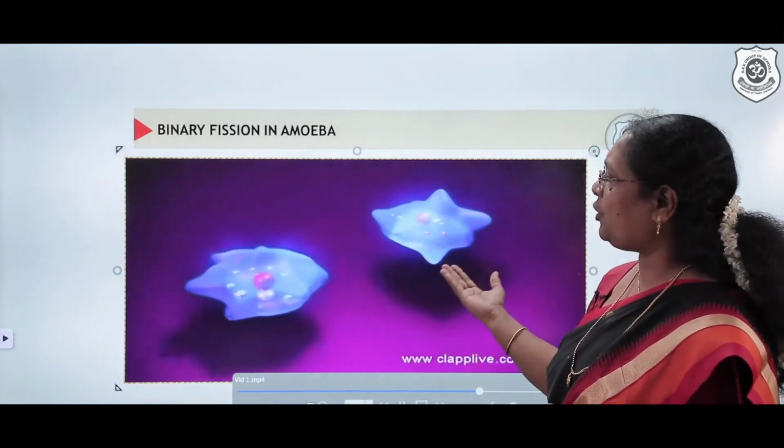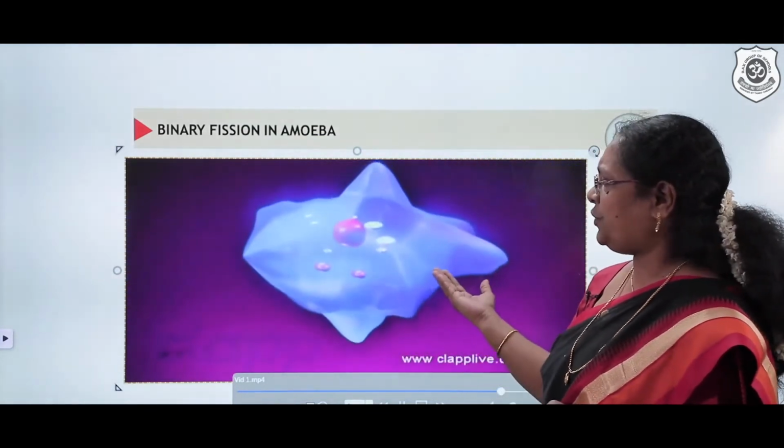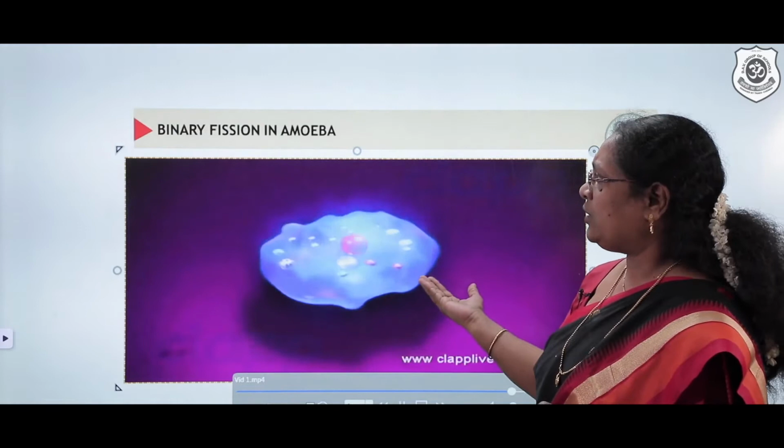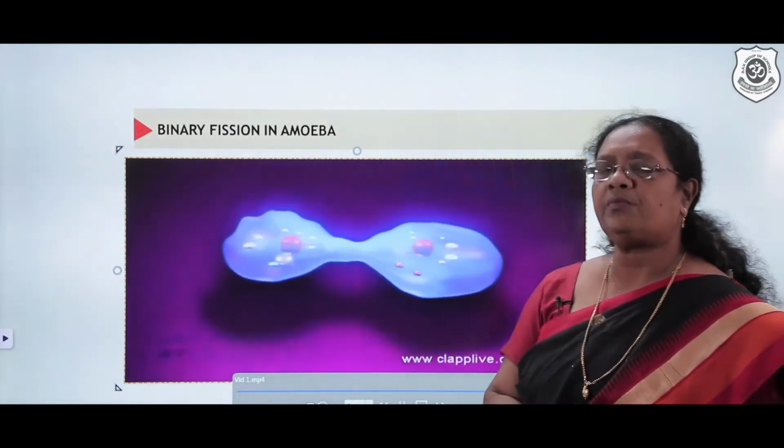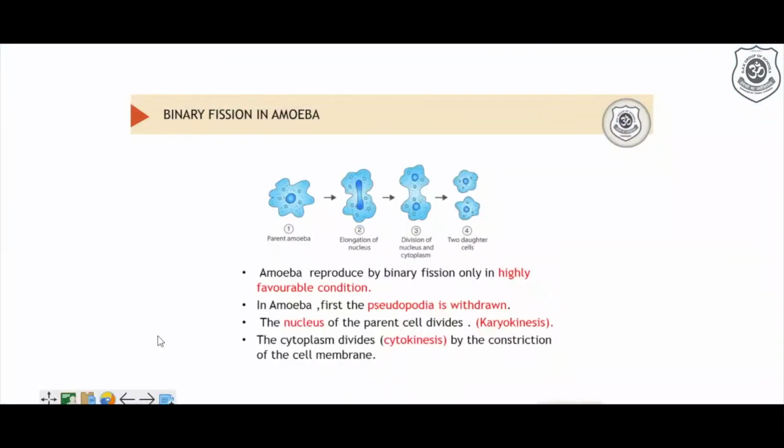2 daughter cells are formed. They also look exactly like the parent cell. Not much variation over here. So that is what we observe in the case of binary fission in amoeba. Let's quickly go over the notes on binary fission. What exactly happens? I repeat it, we recollect.